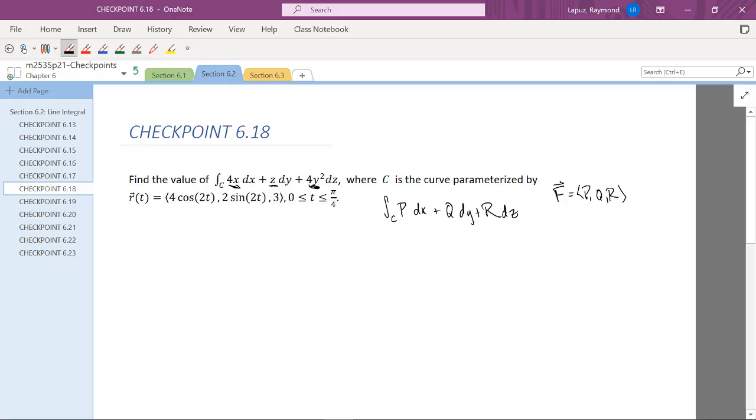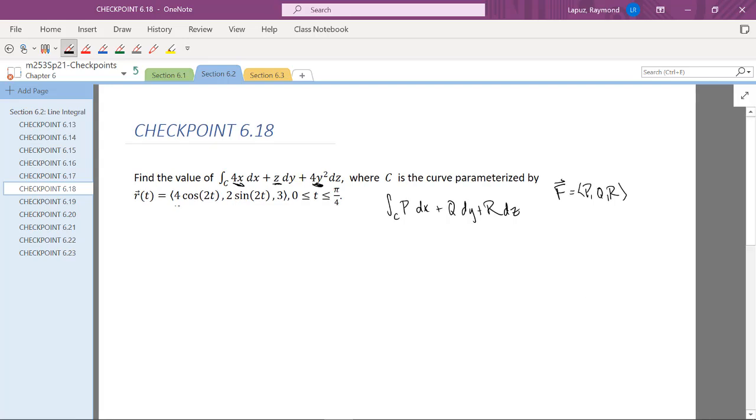Okay, so we basically want to put the values of your x, y, and z from the parameterization into the P, Q, R. Then our dx, dy, dz can be represented by x prime of t dt, y prime of t dt, and z prime of t dt.